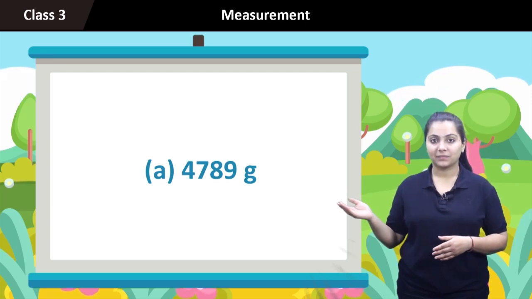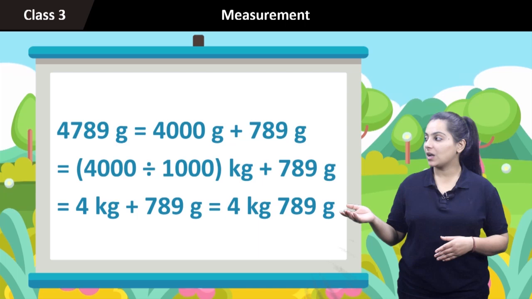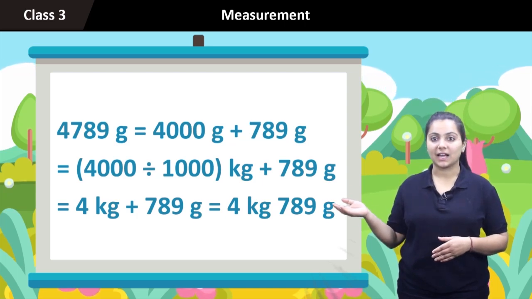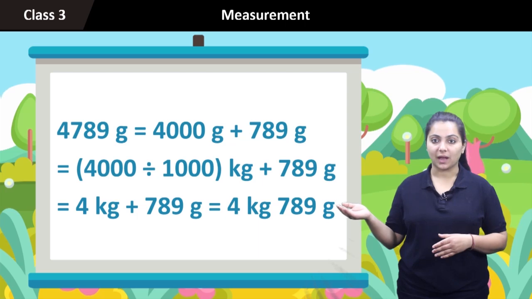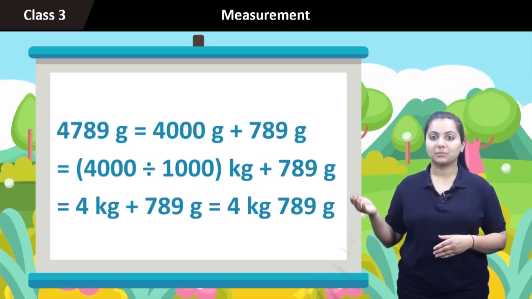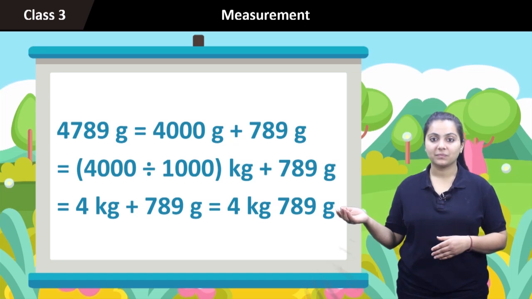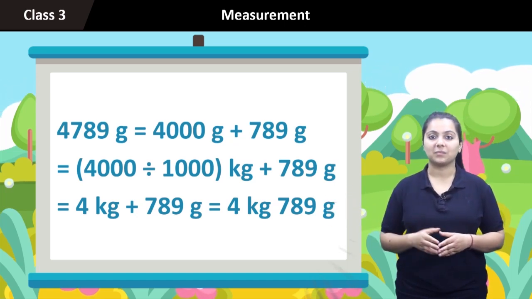4789 gram is equal to 4000 gram plus 789 gram. 4000 divided by 1000 is 4 kilogram, plus 789 gram. 4 kilogram plus 789 gram is equal to 4 kilogram 789 gram.